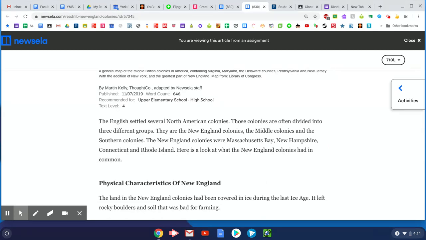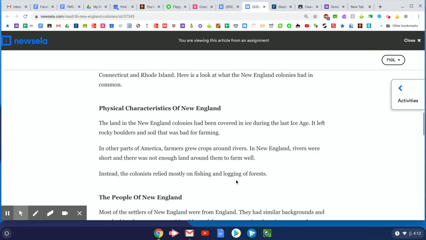Here's the introduction. The English settled several North American colonies. Those colonies are often divided into three different groups. They are the New England colonies, the Middle colonies, and the Southern colonies. The New England colonies were Massachusetts Bay, New Hampshire, Connecticut, and Rhode Island. Here's a look at what the New England colonies had in common. All right, so we are focused on New England here. What they had in common.